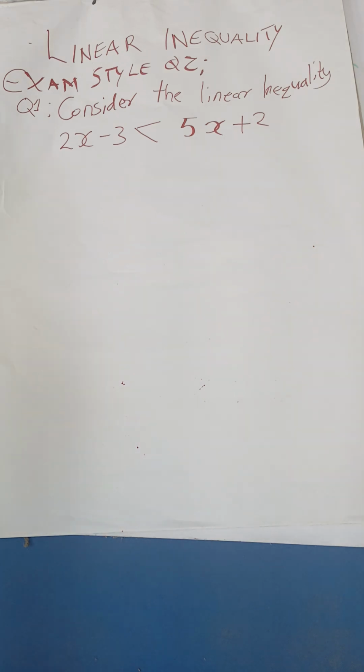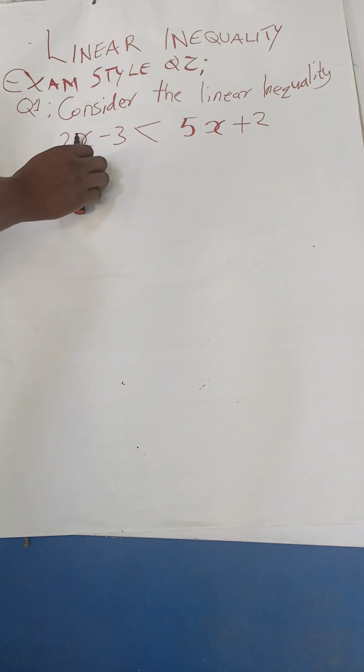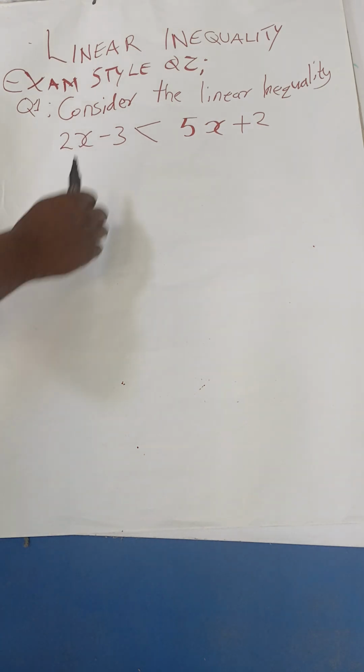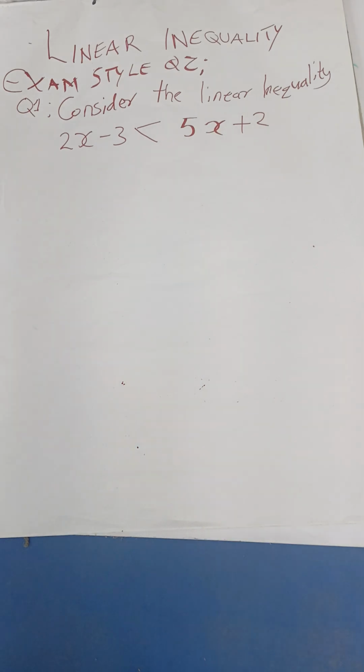We have been told to solve the linear inequality and express the solution on the number line. So step one in this question, we have to put the like terms together. How do you put the like terms together here? We are going to group those variables of x on one side, and those that are constant values go to the other side. So let us group the like terms together.